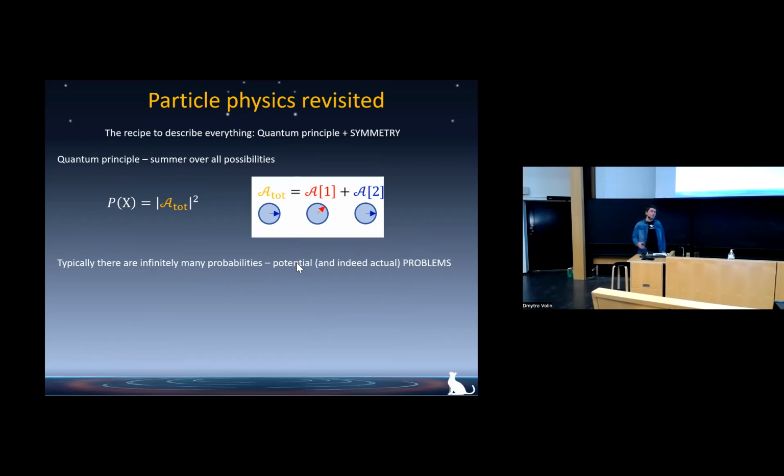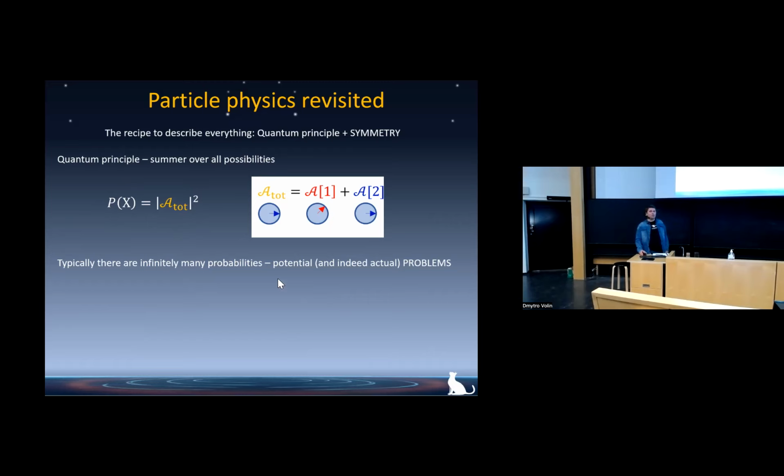For this, I need to recall what the quantum principle is. The quantum principle is that you do not get exact answers. You should compute only probability, and to get the probability of something, you have to sum over all possible scenarios which can happen in the whole world. You have to sum up with certain numbers in front, and if you do this, you hopefully get your correct probability. This is the quantum principle.